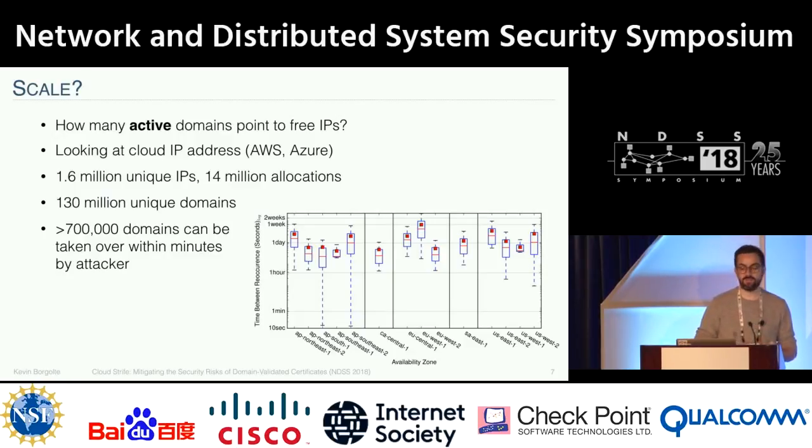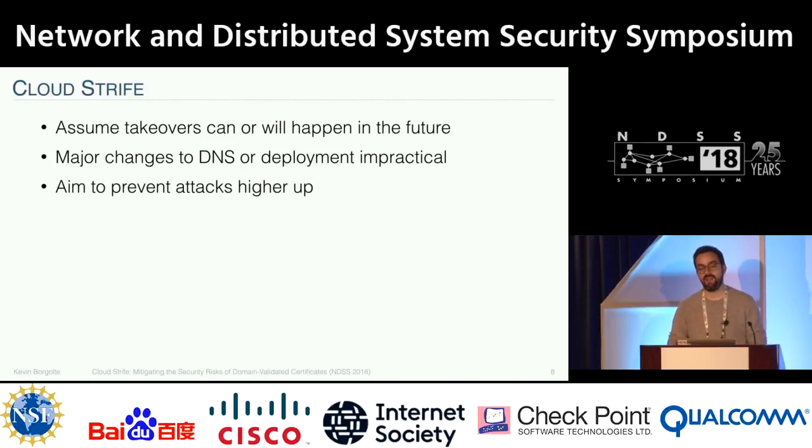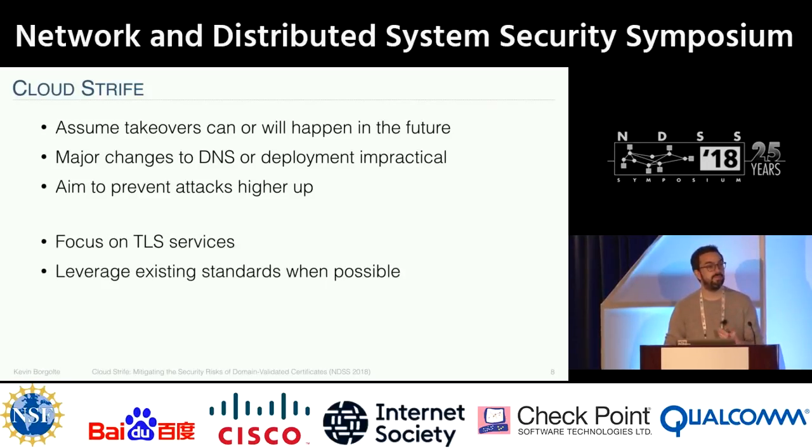So we have to assume that these takeover attacks can and will happen in the future. At the same time, we can't really make any major changes to the DNS deployment. Anybody who has tried to do that has, I'm sure, had at least a few years of failure trying to get something deployed there. So we need to try to prevent these attacks at a higher level. We decided to focus on services that are based on TLS, because with TLS we have a trust-based ecosystem that we can rely on. If we can leverage the existing certificates to protect it, that would be great.